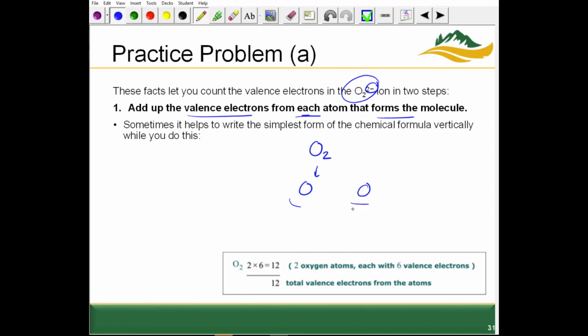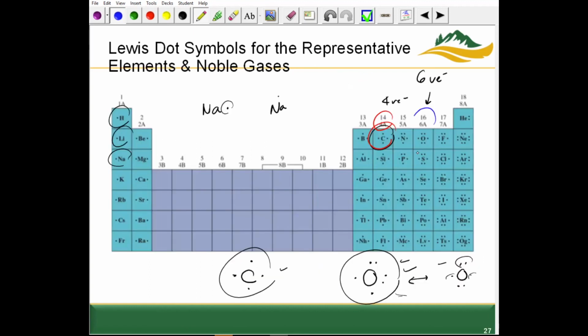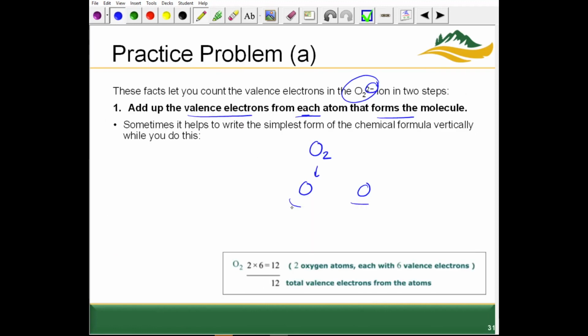Based on oxygen's placement in the periodic table, we know oxygen has 6 valence electrons. It's in group 6A. So this atom has 6 valence electrons. There are 2 of them, so that's another 6 valence electrons. Here in this step, we know there are at least 12 valence electrons. Again, we haven't dealt with the charge on the ion; it's an anion, so it must have gained 2 additional electrons. Right now we just counted up O2, so 6 and 6 for 12 total, at least at this step 1.